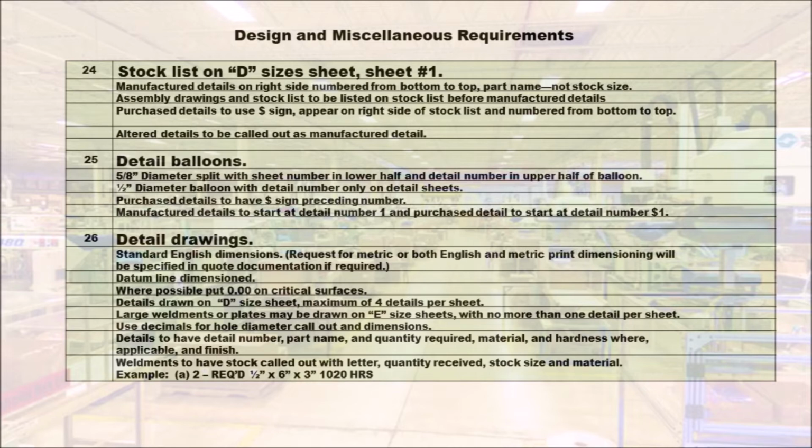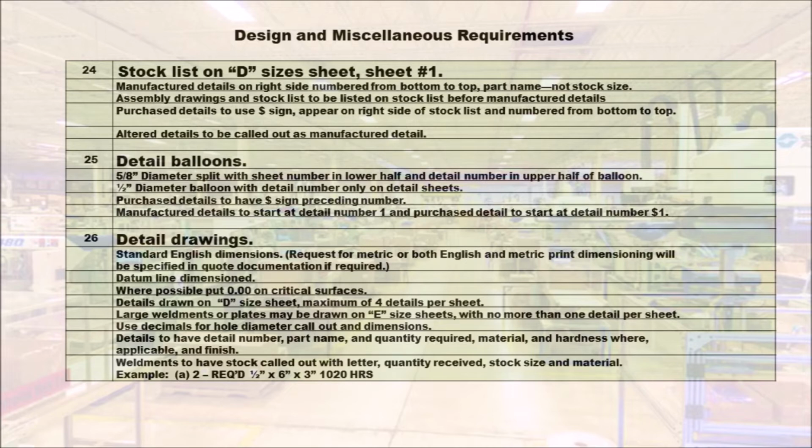25 detail balloons. 5/8-inch diameter split with sheet number in lower half and detail number in upper half of balloon. 1/2 inch diameter balloon with detail number only on detail sheets. Purchased details to have $ sign preceding number. Manufactured details to start at detail number 1 and purchased detail to start at detail number $1.